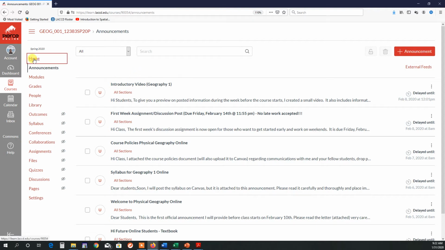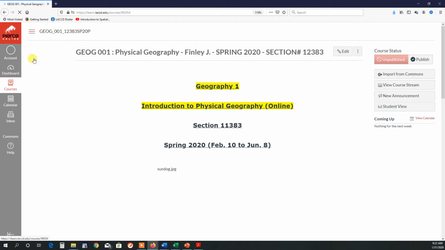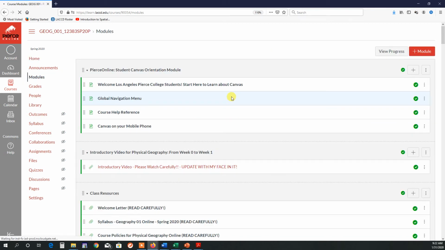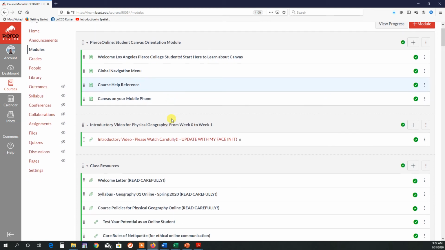Okay, so let's go back to home again. That's where I like to start over. And now let's go through just a couple of modules that we'll see on Canvas. So let's go to modules over here on the left. The very first module is actually your student Canvas orientation. If you're new to Canvas, then you might want to go through some of this so you understand how it works. Now this is where I will place my introductory video.